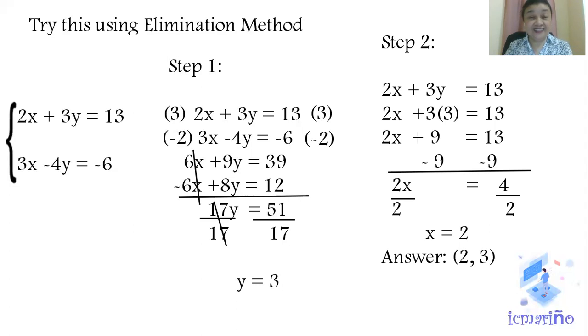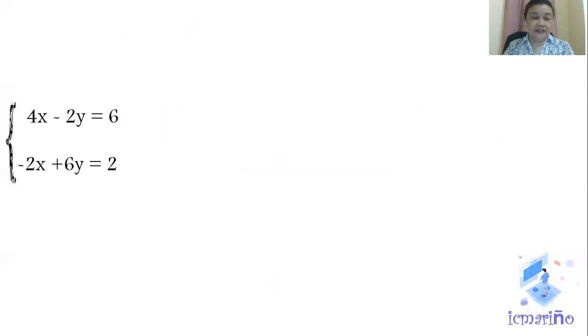Okay, did you get it right? Of course, very good. One more. Okay, you try this one. For 4x minus 2y equals 6 and negative 2x plus 6y equals 2. Okay, I will give you more time, 20 seconds.